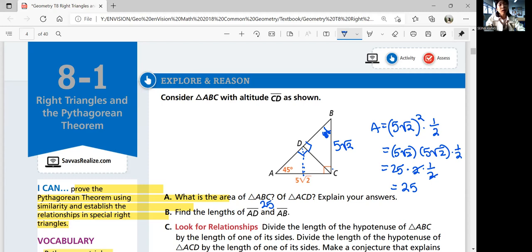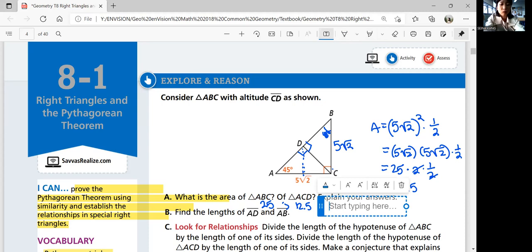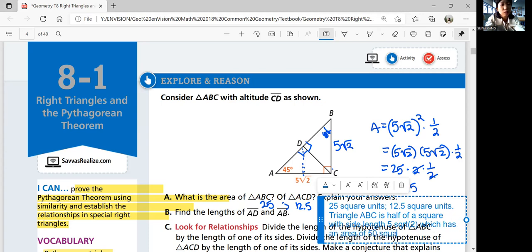And ACD is half of 25. So that's 12.5 square units. So let's write that down neatly, explain our answers. So 25 square units and 12.5 square units, because triangle ABC is half of a square with side length 5√2, which has an area of 50 square units. Triangle ACD is a quarter of the square, or triangle ACD is half of triangle ABC.